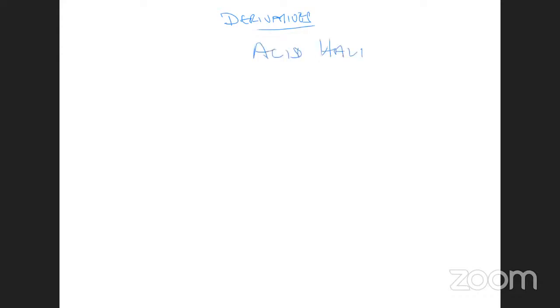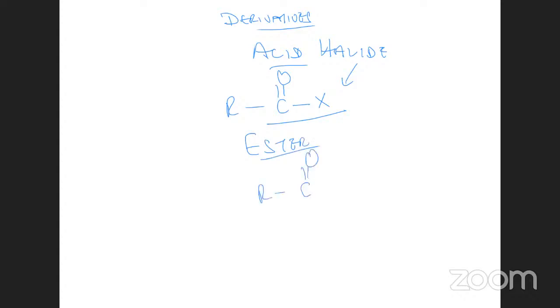When you say acid, you have to think that it must be a derivative of carboxylic acid. So carboxylic acid like this. Instead of OH, we have X: acid halide. See that? Then ester. Ester is, instead of OH, we get OR here.